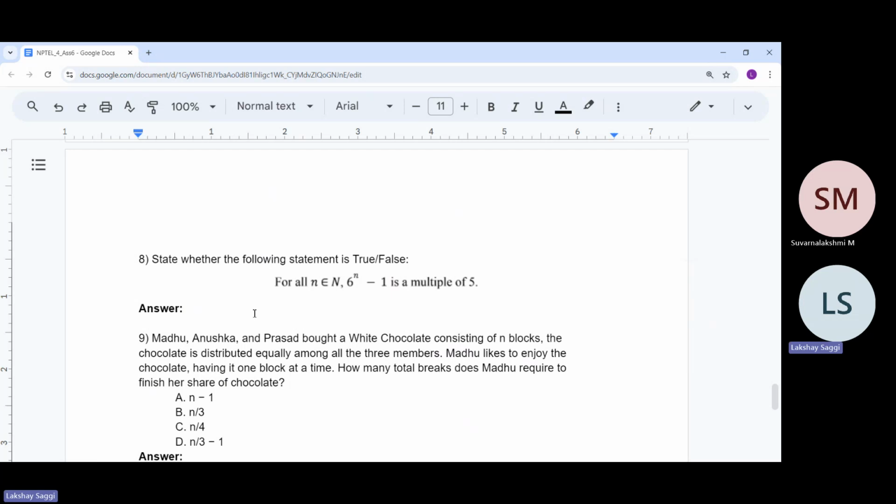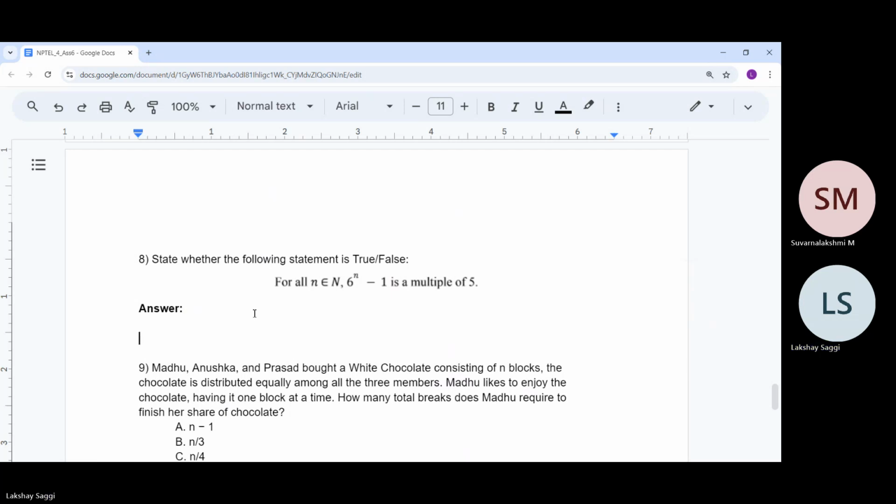Okay. So now we come to the eighth question. The eighth question says: state whether the following statement is true or false. The statement says, for all n belonging to N, 6 to the power n minus 1 is a multiple of 5. So we need to say whether the statement is true or false.